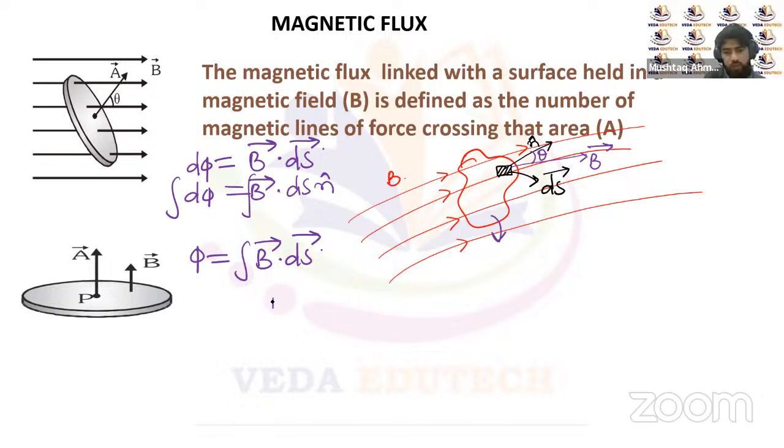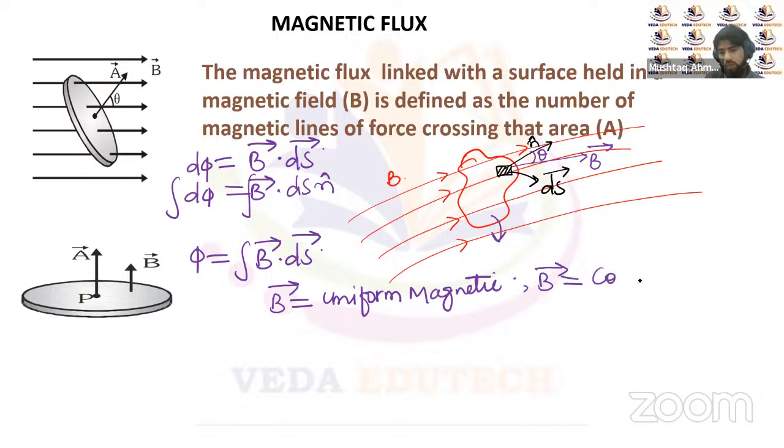Let's suppose that B is a uniform magnetic field. In that case, B will be a constant vector. Uniform magnetic field means that the magnetic field vector will be a constant vector.